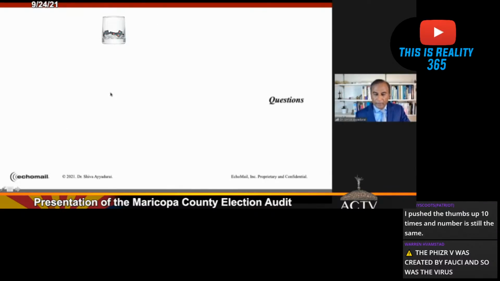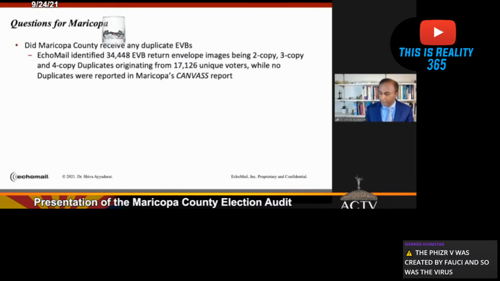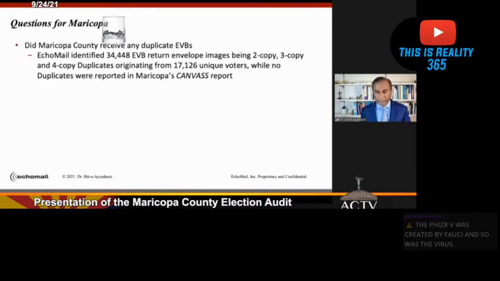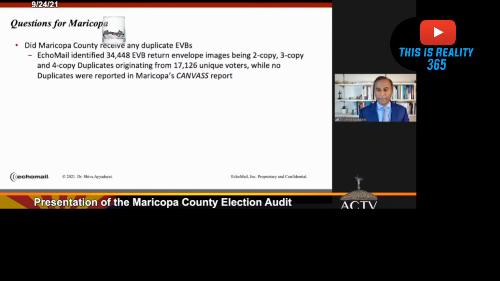All right. So again, there are some examples here. These are the questions we have for Maricopa officials. One is, did Maricopa receive any duplicates? Again, I've gone through. We have in our possession 34,448 images representing 17 duplicates from 17,126 unique voters, 2-copy, 3-copy, and 4-copy.